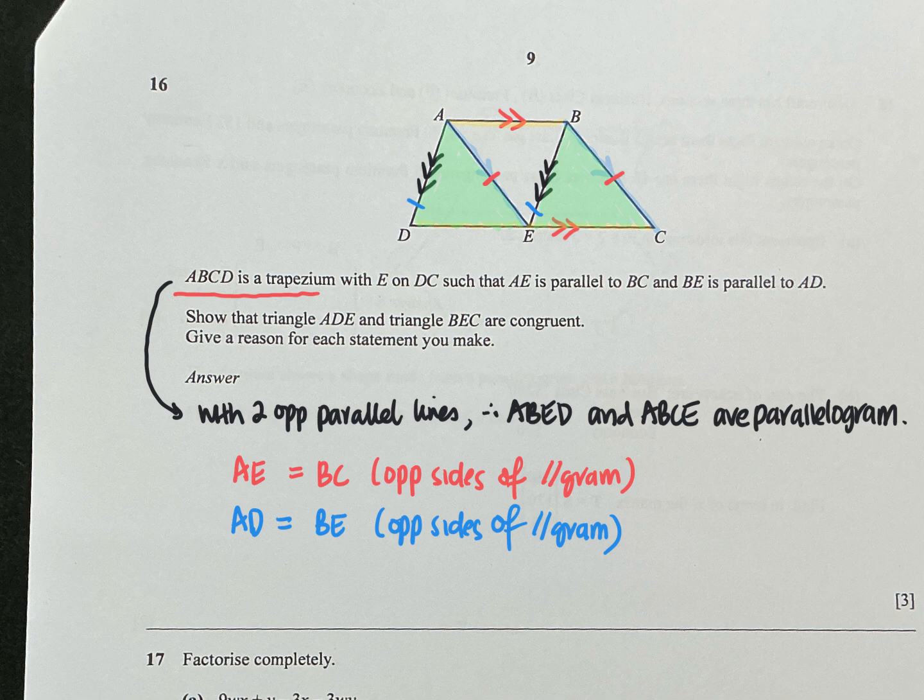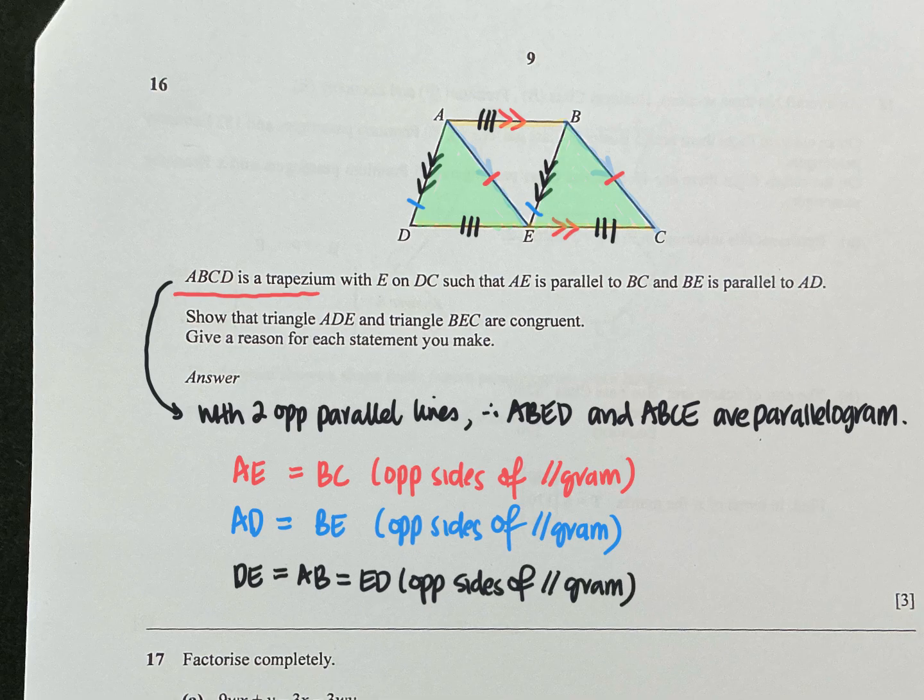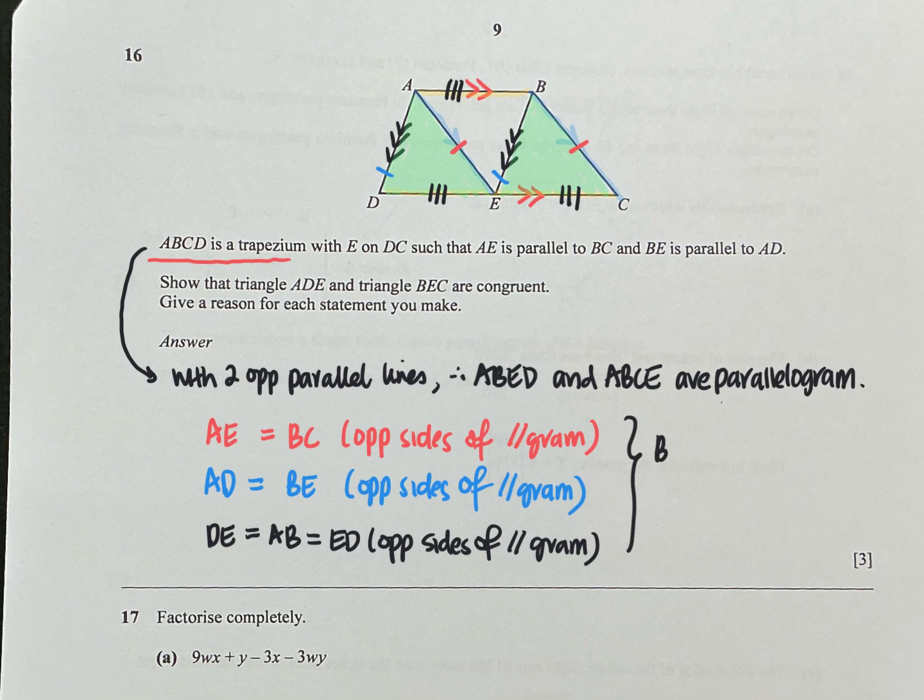Or rather, do I have a side that is equal? If you want to use SSS, you may. You can tell me that DE is equal to AB, is indeed equal to EC. Also opposite sides of a parallelogram. So for all the same reason, then from here you can tell me by SSS test, triangle ABC is congruent to triangle BEC.